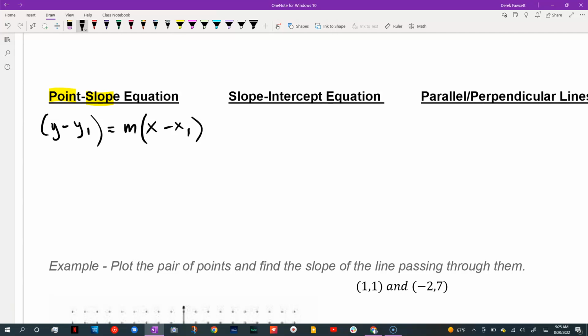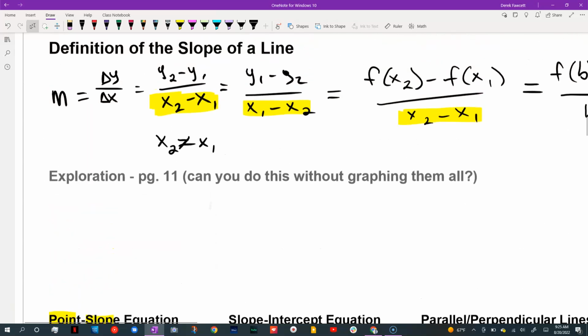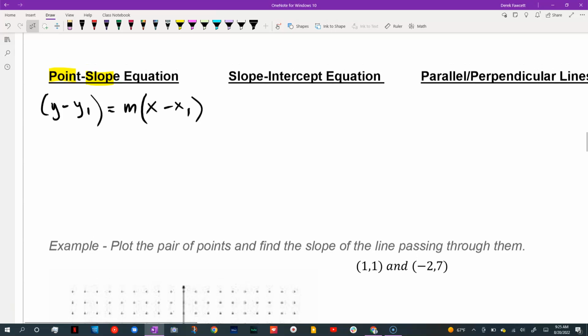All of this still comes from the equation right up here. If you divide out the x minus x sub 1, it comes over to this side, and then you have the equation for slope, because that cancels out. So the point-slope equation is just the equation for slope rewritten.